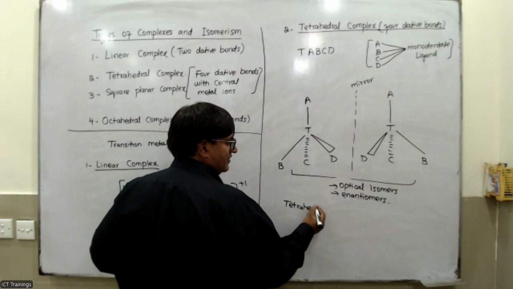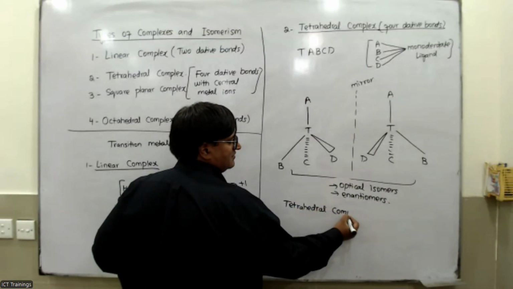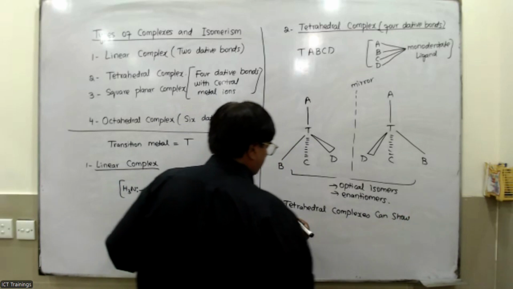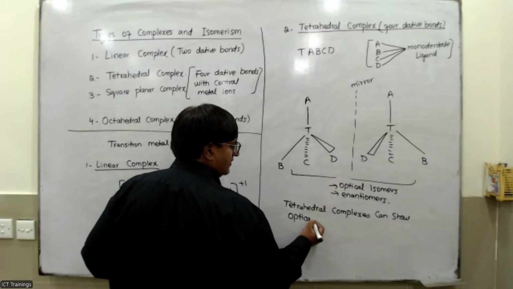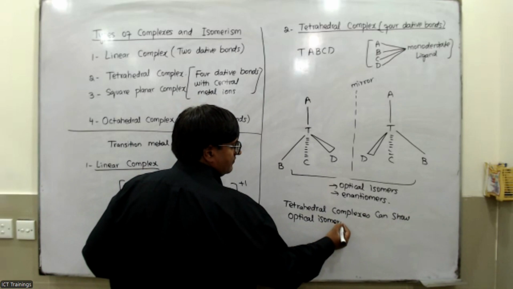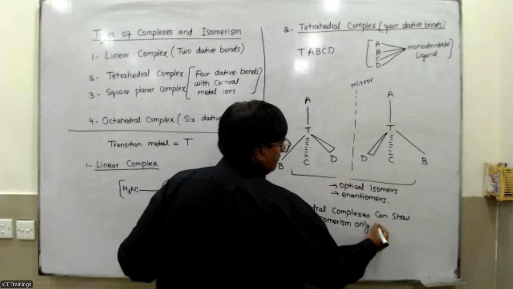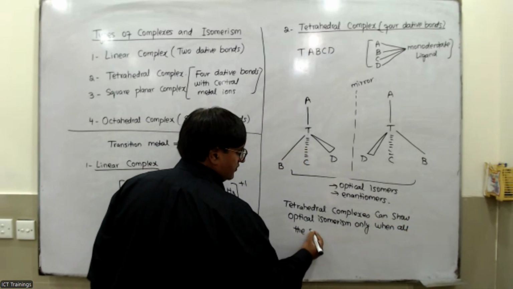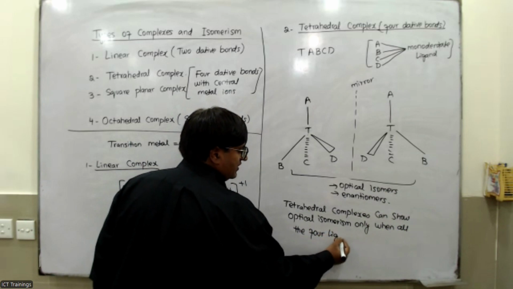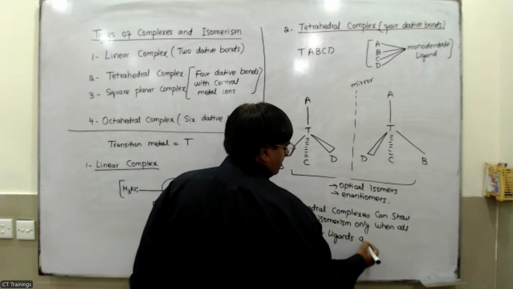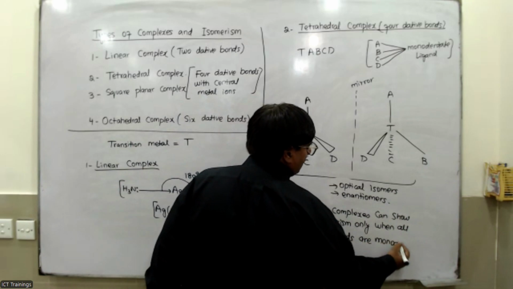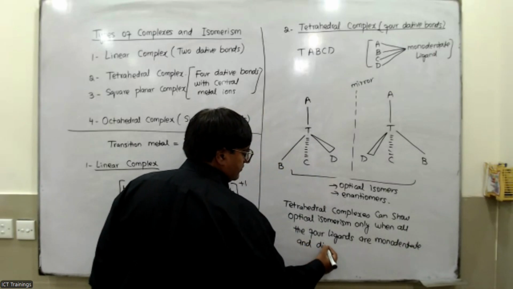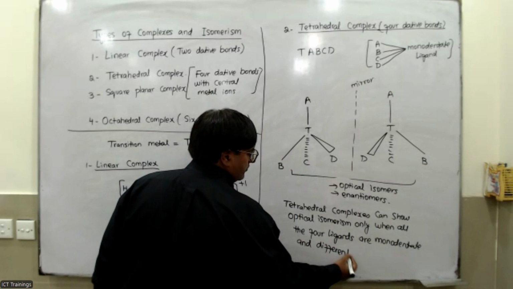Tetrahedral complexes can show optical isomerism only when all the four ligands are monodentate and different.